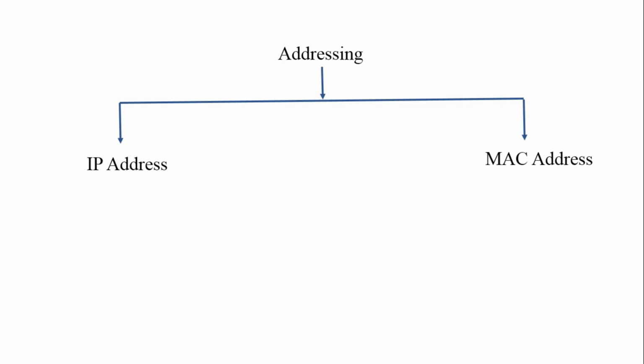The IP address is divided again into two categories. One is IPv4, which stands for Internet Protocol version 4, and the second one is IPv6, which stands for Internet Protocol version 6. The second addressing method, the MAC address, is not divided into any categories.